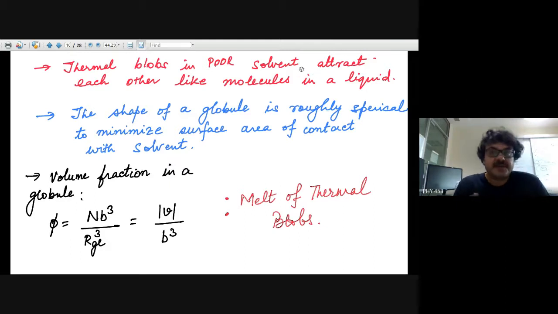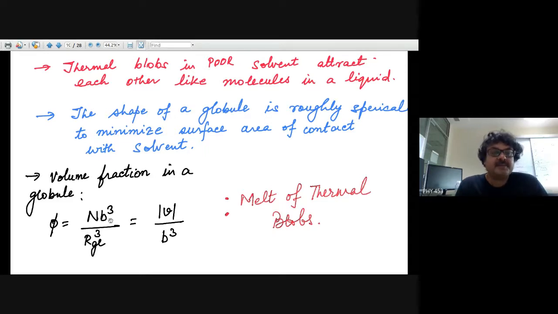Not very poor, intermediately poor solvents attract each other like molecules in a liquid, and they basically collapse, and the shape of the globule is roughly spherical to minimize surface area of contact with the solvent, right? So you want to minimize the surface area of contact of blobs with solvent. If you have a finite volume, to minimize the area, it will take a spherical shape approximately. And what would be the volume fraction in a collapsed globule?